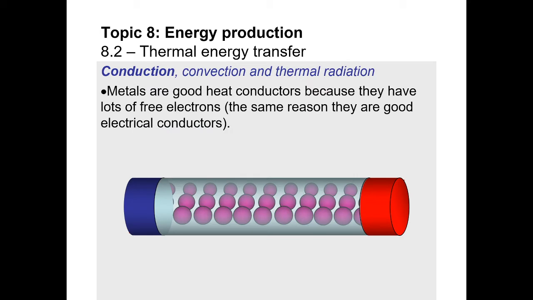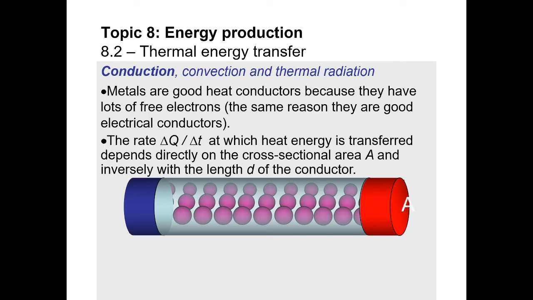Okay, now why are metals good conductors? They're not just good conductors of electricity, they're also good thermal conductors of heat. And the reason for that is because they have a lot of free electrons. So this is why they make good conductors. Now we can actually measure the rate at which heat energy can get transferred across various types of materials.